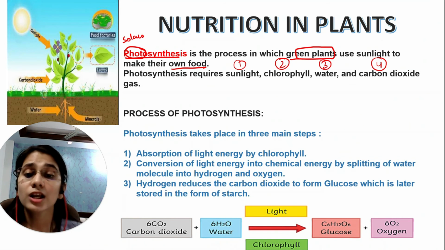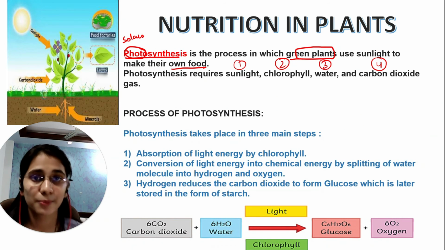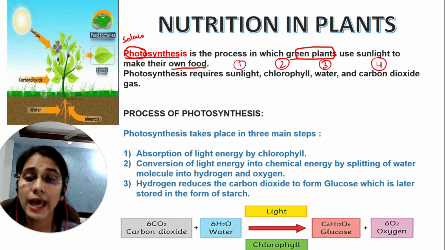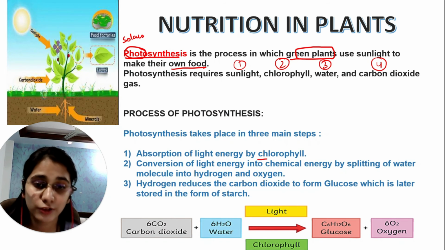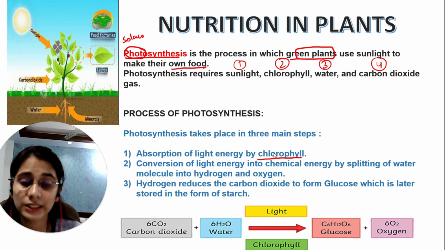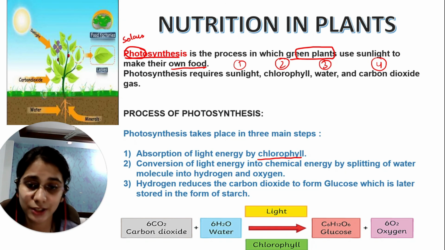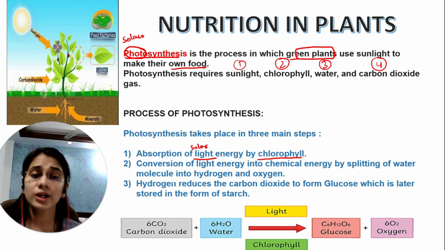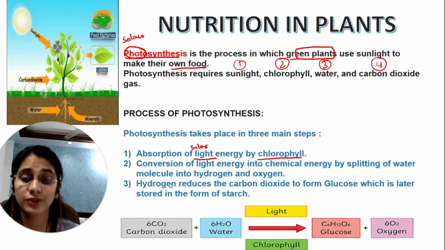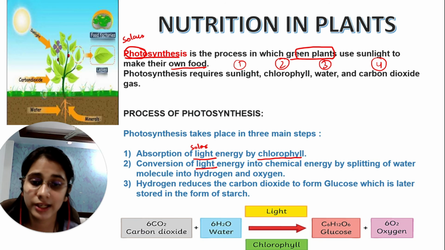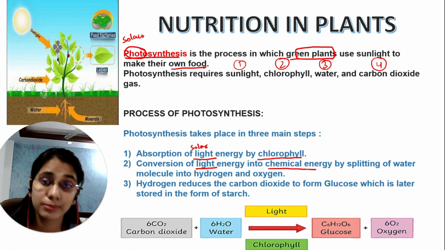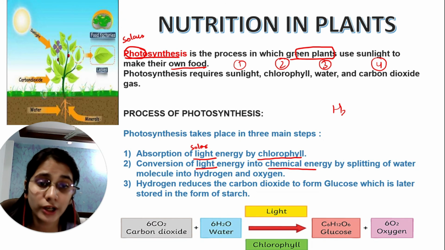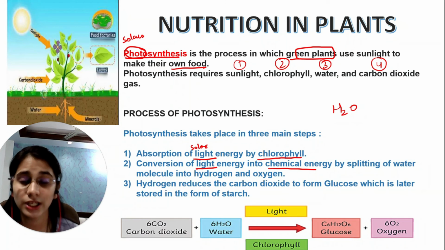Okay. So the process of photosynthesis. The process of photosynthesis contains three main steps. Number one is absorption of light energy by the chlorophyll. So this is the purpose of chlorophyll. Chlorophyll is absorbing the light, the solar light. Here the light energy means the sunlight. Now, the chlorophyll also helps in converting this light energy or solar energy into chemical energy. How? By splitting the water molecule into hydrogen and oxygen.